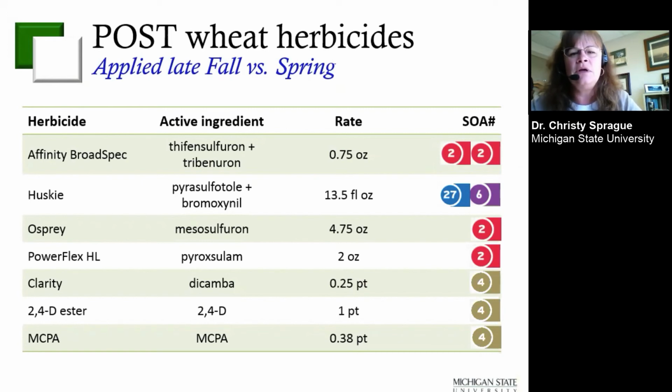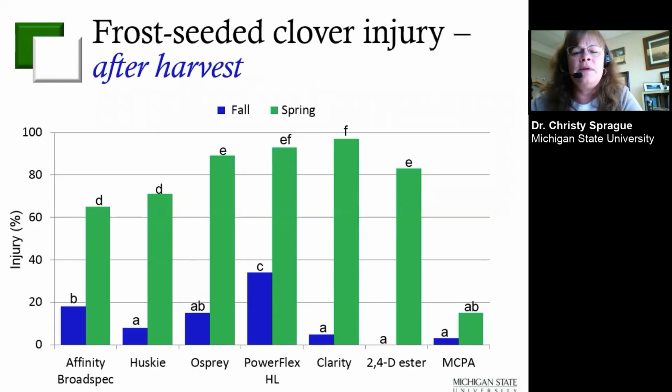Just want to mention, we should not be applying 2,4-D in the fall. We can get quite a bit of wheat injury from that, so that's one of those things we want to be cautious of. And this is looking at our frost-seeded clover injury, after we've harvested wheat. You can see with our fall applied herbicides, injury was fairly low with any of these products. Probably the most that we saw was from PowerFlex.